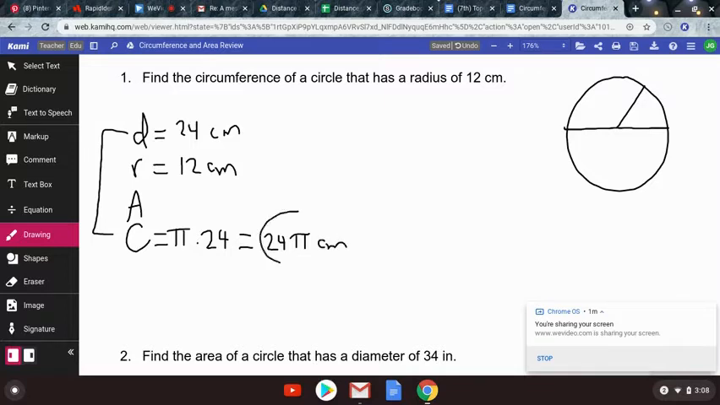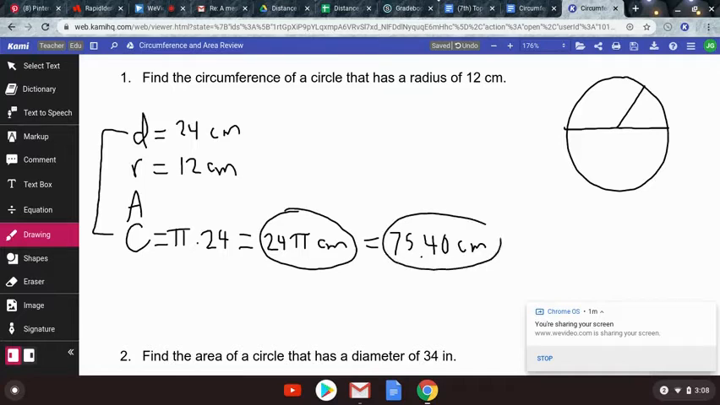So that's my exact answer, but normally we don't leave our answer like that, so I'm actually going to type it on my calculator. 24 times pi, and then I'm going to round it. 75.398. So I'm going to round it up to 75.40 centimeters. Okay? So that's how we do that first one.